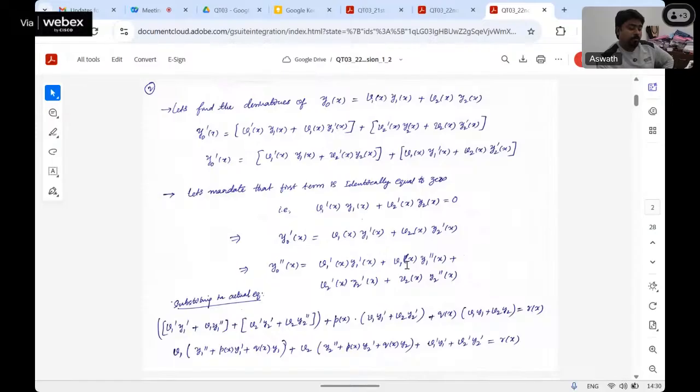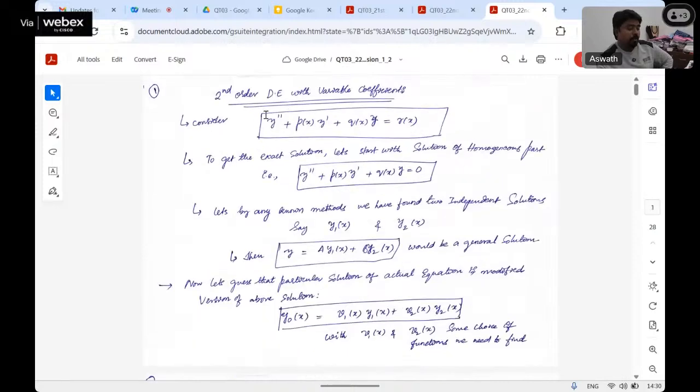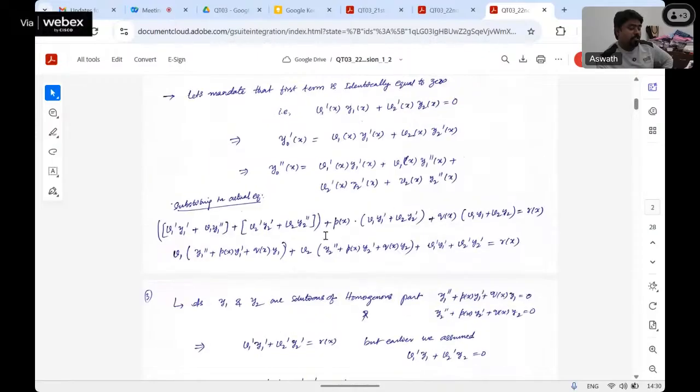From here I'll get another two terms when I differentiate again, and having y0, y0', y0'', you substitute back in the entire differential equation. Then do a small rearrangement. What you see is whatever is multiplying v1 and v2, these two terms can be set to 0 because, as per the homogeneous solution, y1 and y2 are the homogeneous solutions, which equal 0.